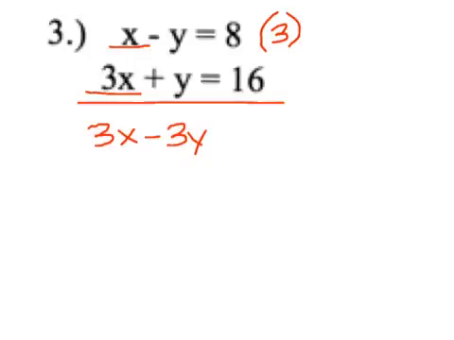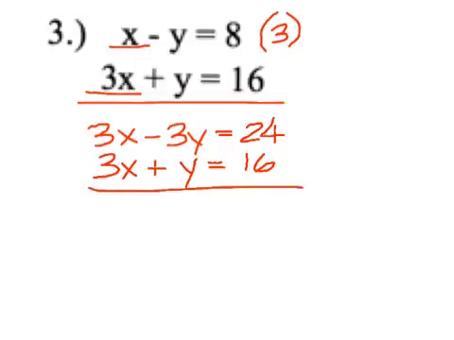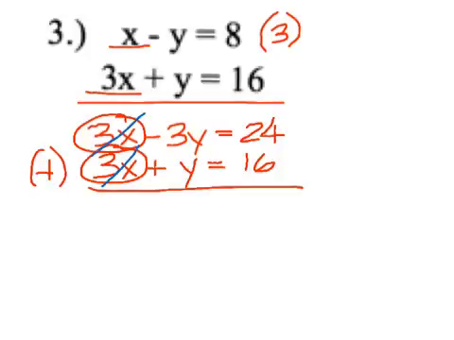Problem number 3 from the homework. I forgot to hit the record button. 3x minus 3y equals 24. And then on the bottom it stays the same. So now since you have 3x and 3x, they're both positive, you need to add the equations together. When you do that, these cancel. No, I'm sorry, you subtract.